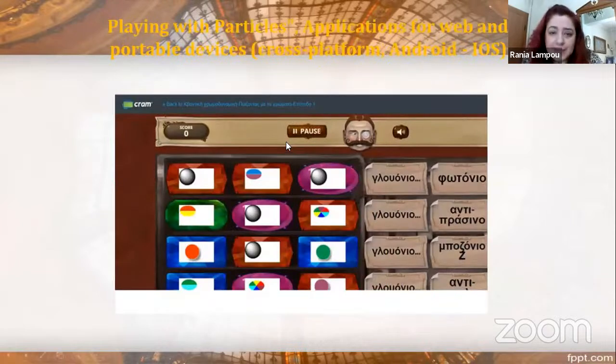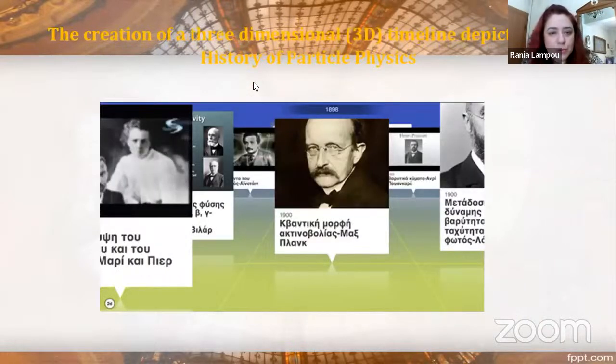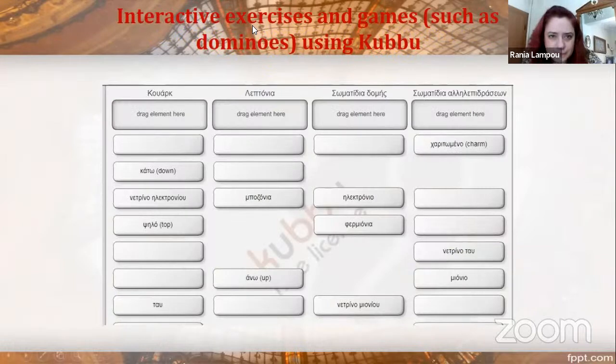A program platform, a whole course of particle physics using flashcards and games. A collaborative canvas where children can post their questions. This is a huge project. It's a creation of a three-dimensional timeline depicting the history of particle physics from Marie Curie till today, through videos, through text, through many options. Interactive exercises using Kubo.